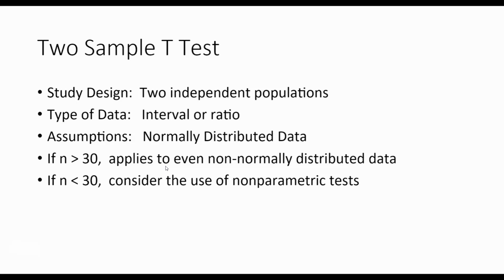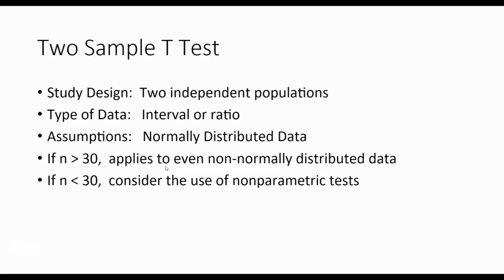And usually for the study design, the two-sample t-test can apply to two independent populations. For example, treatment group versus control group in an RCT. And for the data, we need a continuous variable, like interval or ratio. And for assumptions, we assume normally distributed data.